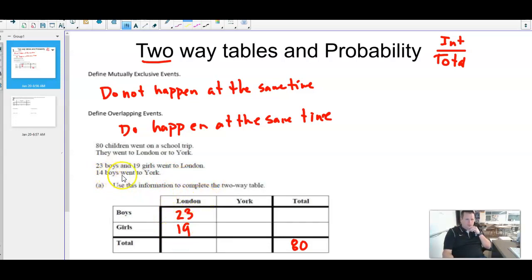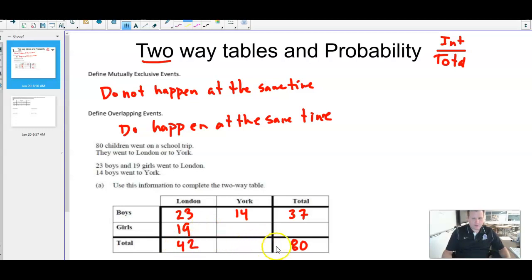And then we have 14 boys that went to York. So that would be 14 boys right here. This spot would be an overlapping that went to York at that point in time. And then from there, I can just fill in all the rest of it. Obviously, this number is just going to be 23 plus 14 right here. Okay, I can go down this way as well, and I can just add 23 and 19 together. That would give me 42.